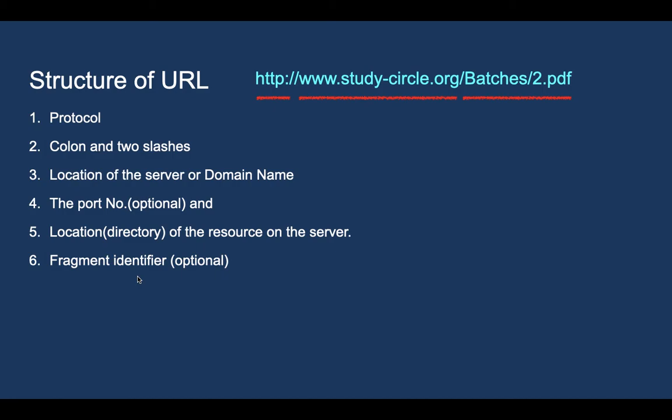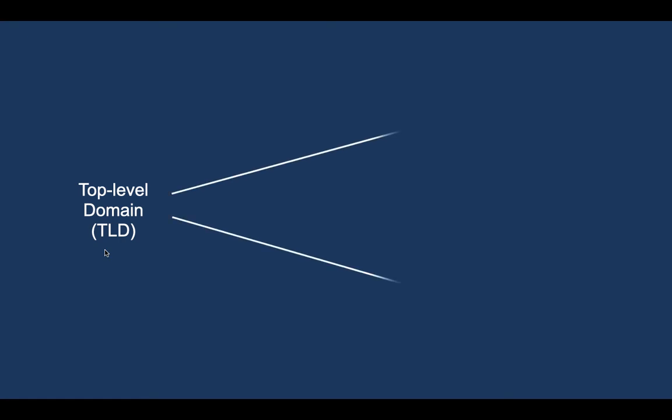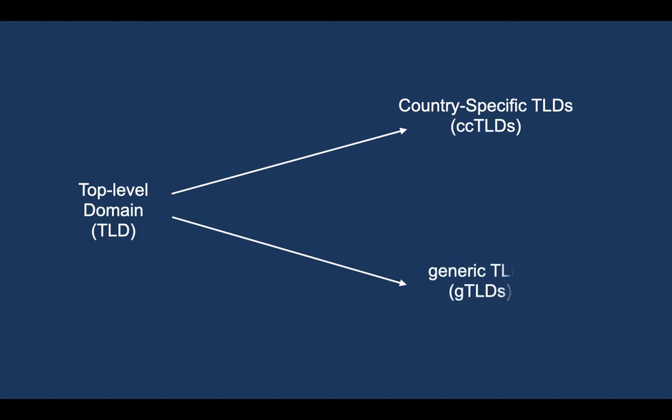Now what happens is, over here this ORG is called top level domain. In short, it is called TLD. So let's talk about this TLD a little. This top level domain is of two types. One is called country specific TLD and another is called generic TLD. Country specific TLD is sometimes also called CCTLD. CC stands for country code. Generic TLD is sometimes also called GTLD.